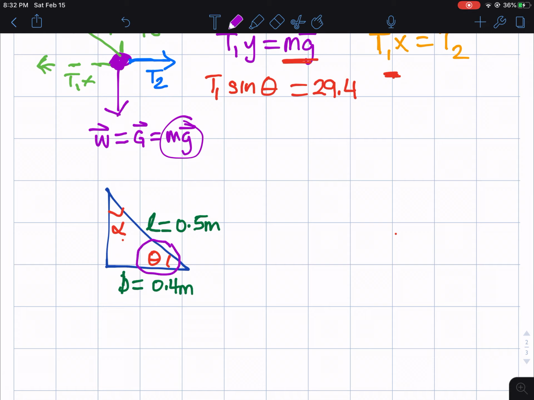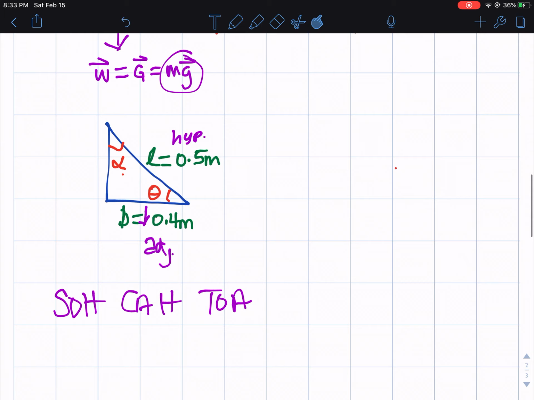So if you look at theta, this is the hypotenuse in reference to theta, and in reference to theta, this is the adjacent, right? Hypotenuse and adjacent, right? If you remember, we had SOHCAHTOA, right? So since we have adjacent and hypotenuse, this represents sine, cosine, and tangent. So cosine is what we want to use.